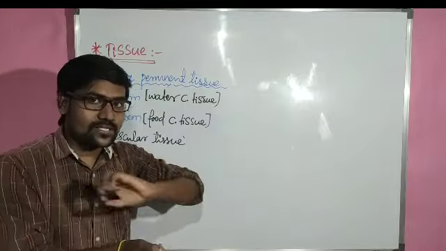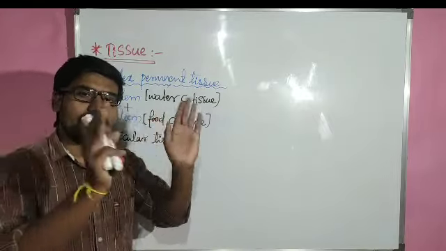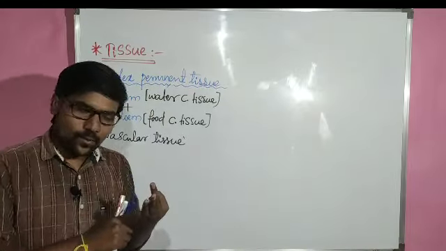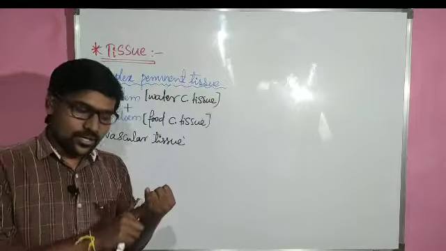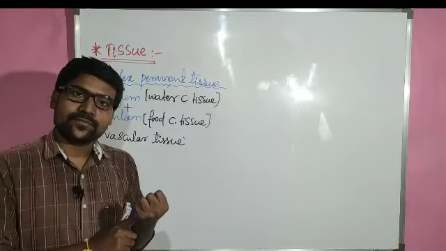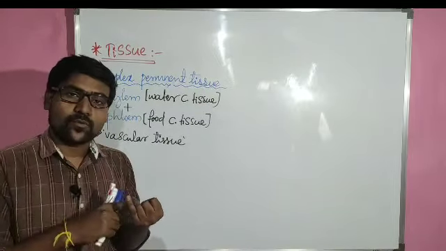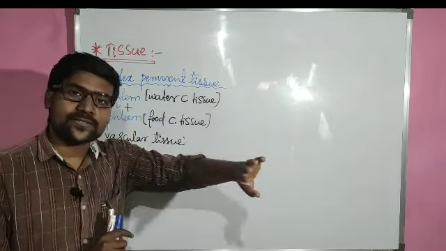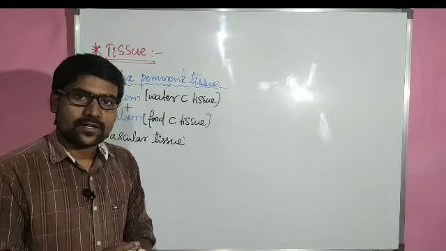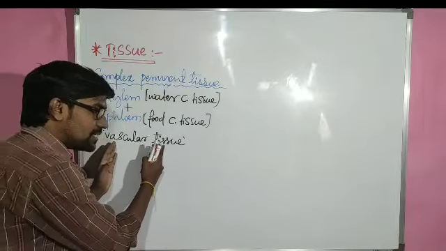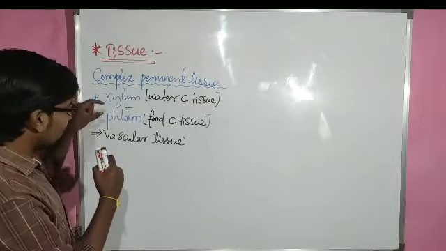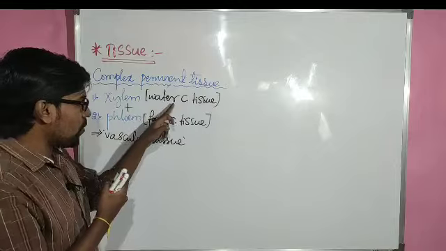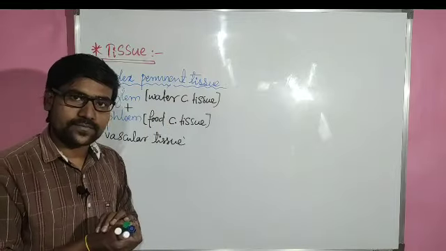When it is moving, it transports different kinds of materials: digested food material, hormones, enzymes, oxygen, carbon dioxide, antibodies, waste materials. So many different kinds of materials it transfers from one place to another. Because of that, blood is considered a vascular tissue, and that work is done by xylem and phloem. They transfer water and food materials from place to place.